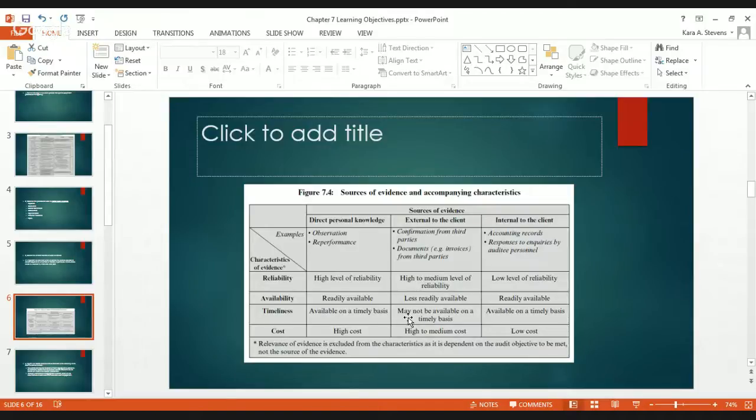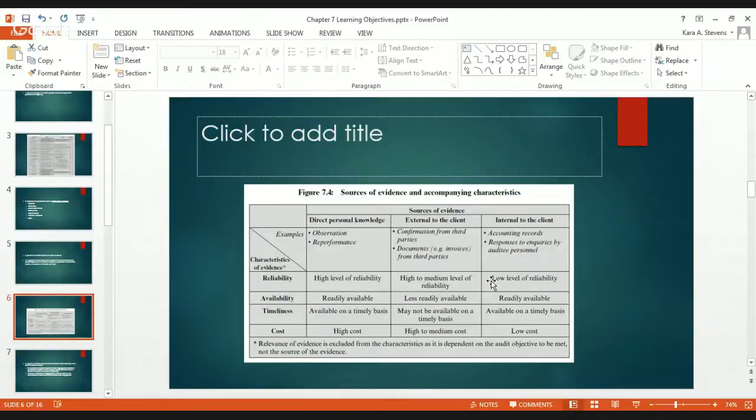And again, it might not be as timely, but the cost is high to medium, depending on the information that is provided. Sometimes banks do charge for confirmations. The legal companies who would do legal letters are charging the client money to give you, the auditor, a legal letter.